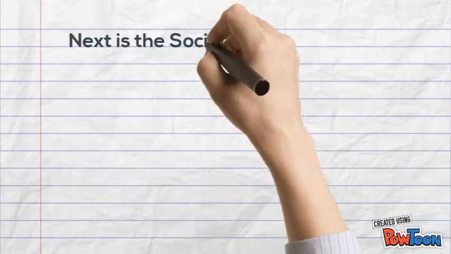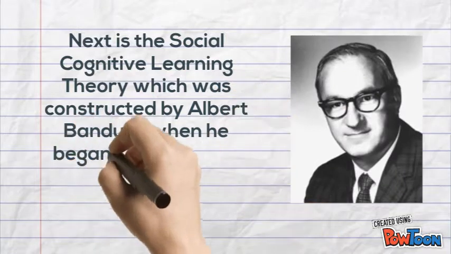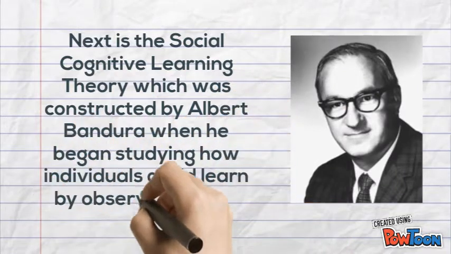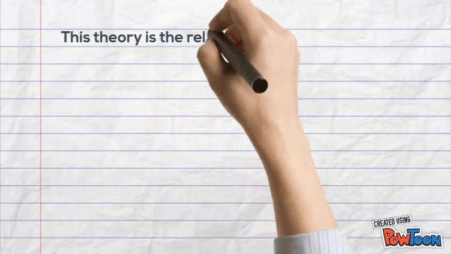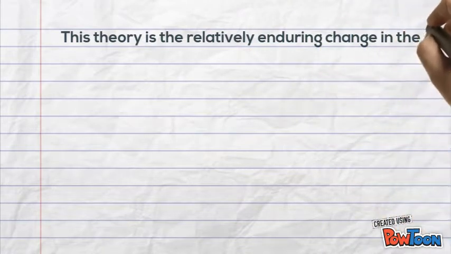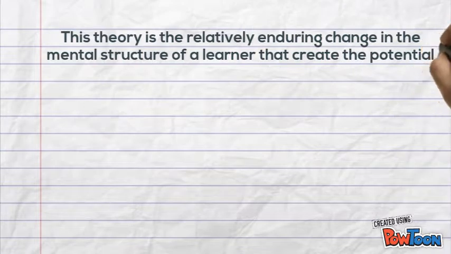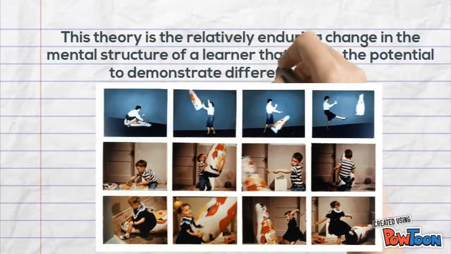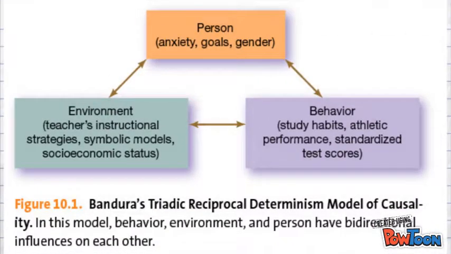Next is the social cognitive learning theory, which was constructed by Albert Bandura when he began studying how individuals could learn by observing others' experiences in the environment. This theory is the relatively enduring change in the mental structure of a learner that creates the potential to demonstrate different behaviors. For example, one can witness this observational learning through the Bobo doll study, where children learn aggressive behavior through observing older figures.